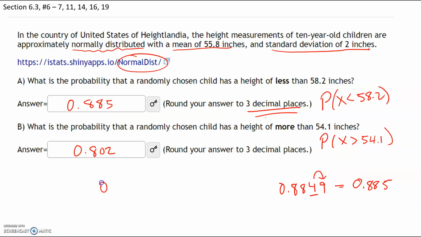Why is it 0.802? Because for 0.8023, we want to round to the 3rd decimal, but the number after that is a 4 or lower, so that's going to be 0.802. Now, what does this tell us? It means that about 89% of kids are shorter than 58.2 inches. About 80% of kids are taller than 54.1 inches.